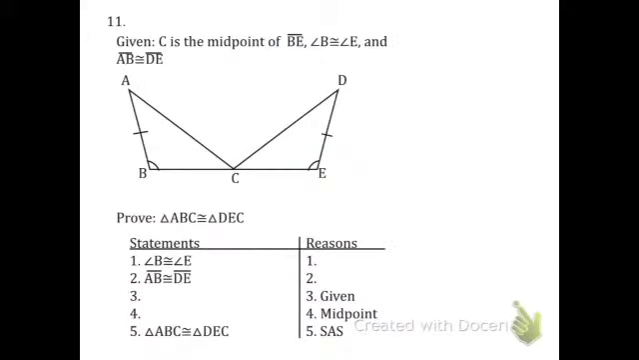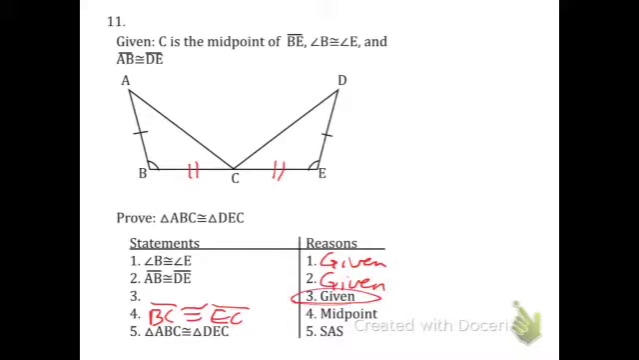Moving on to 11. If C is the midpoint of BE, there's this whole segment, and this is like the halfway mark. These 2 guys are going to be congruent. Oh, and that's going to be number 4 because of the midpoint. Just that first statement there is going to let us know it's the halfway point of the whole line. So BC is going to be congruent to EC. The sides are going to be congruent. We know angle B is congruent to angle E because that's part of our givens. And we know that AB is congruent to DE, and that's also part of our given.